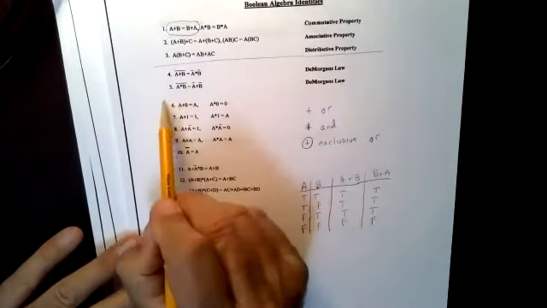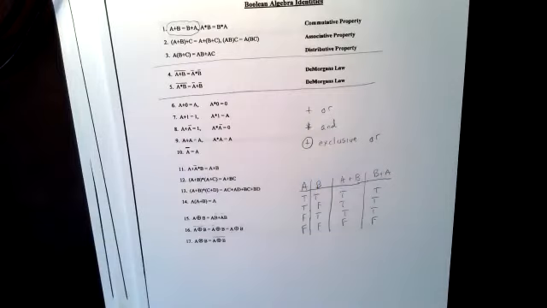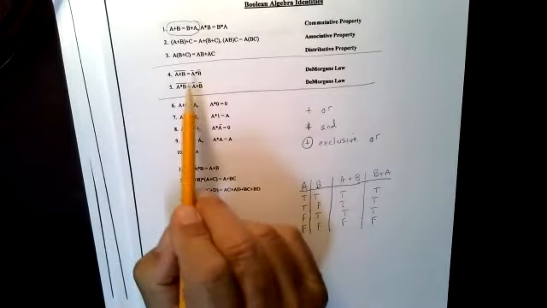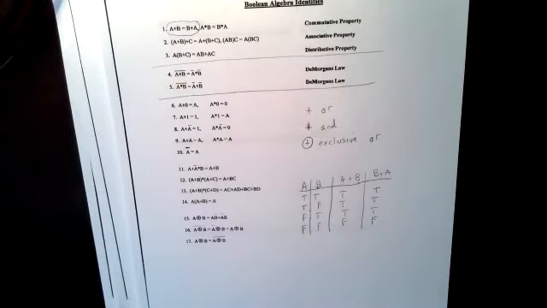The next two are kind of cool. Something called De Morgan's law. Okay, and one of the things we didn't talk about yet is that bar across the top, and that bar across the top stands for not.